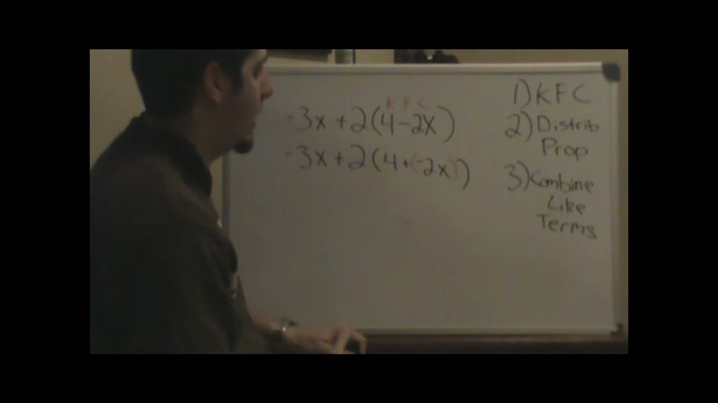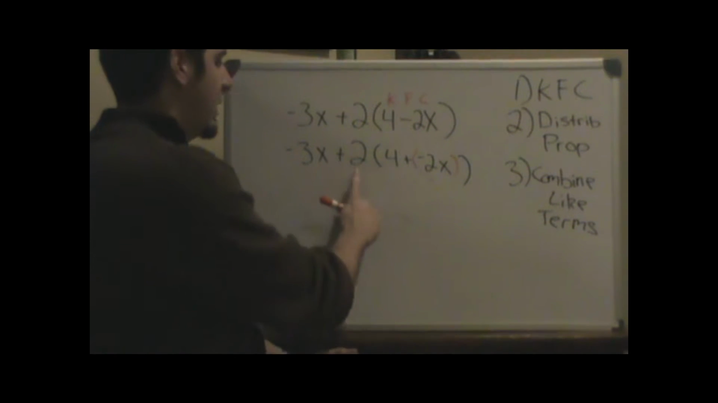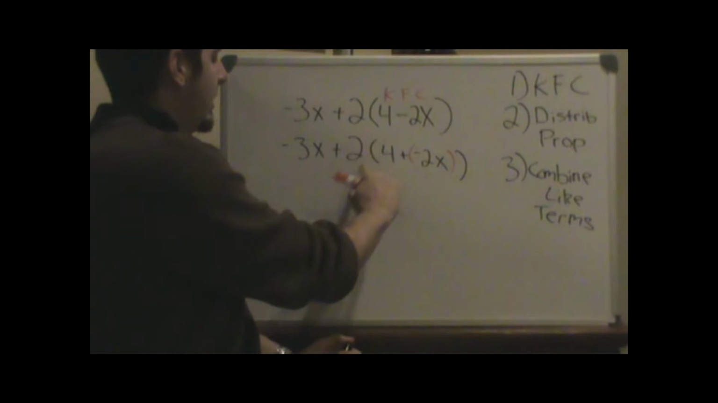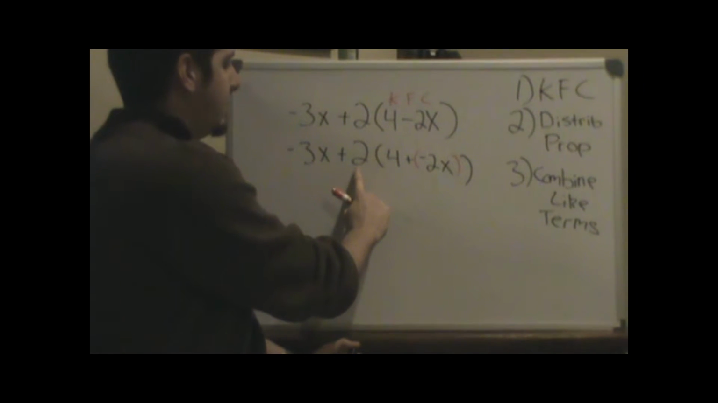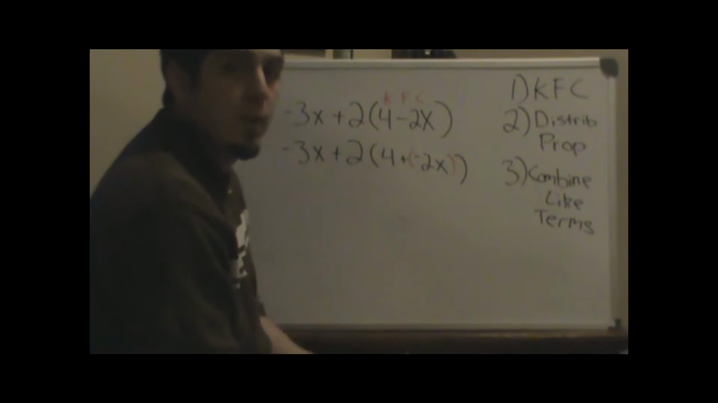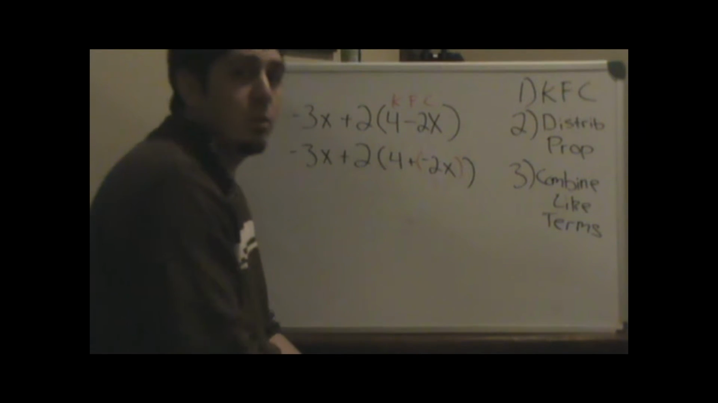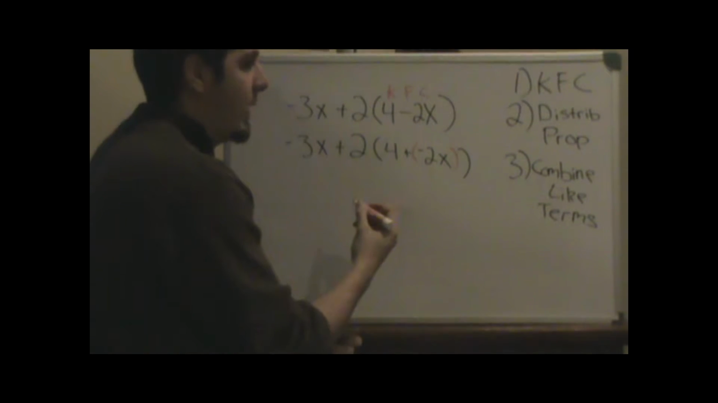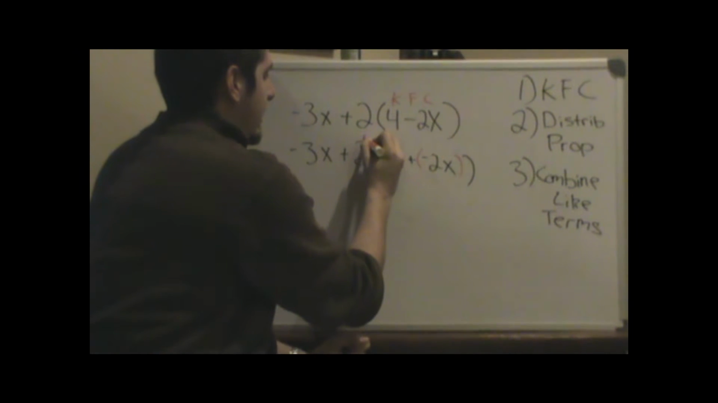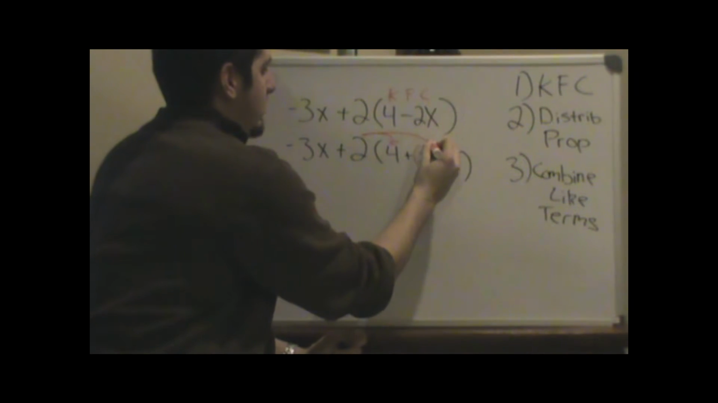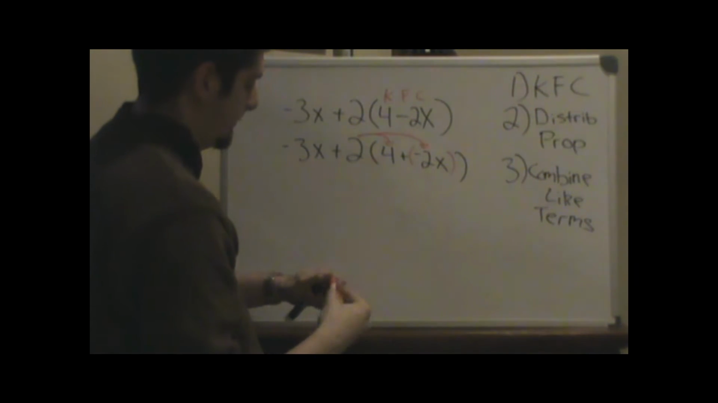So, distributive property tells me to take the number on the outside of the parentheses. It's right next to them. There's no sign between them. So I'm going to take this number on the outside of the parentheses and multiply it by both numbers inside. There is an explanation for why that works in the section on distributive property, which is chapter 3, section 1. So we're going to do 2 times 4 and 2 times negative 2x.